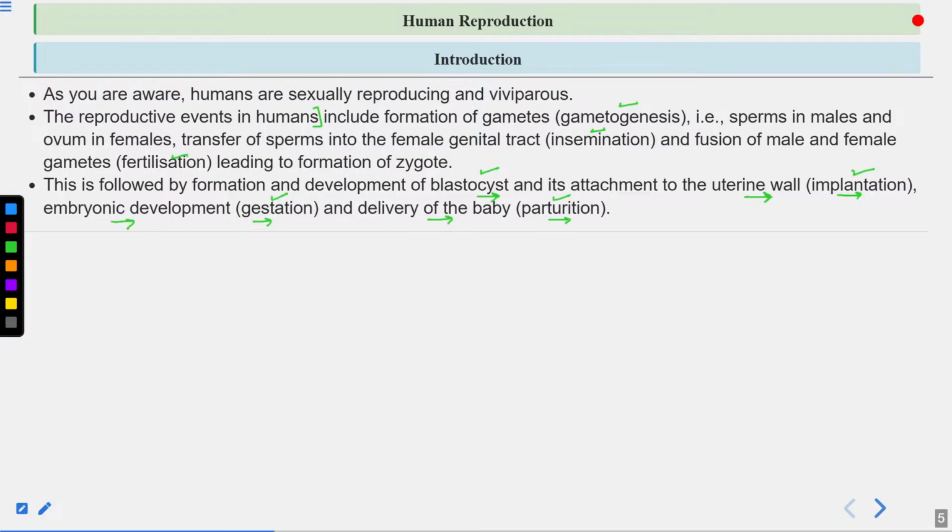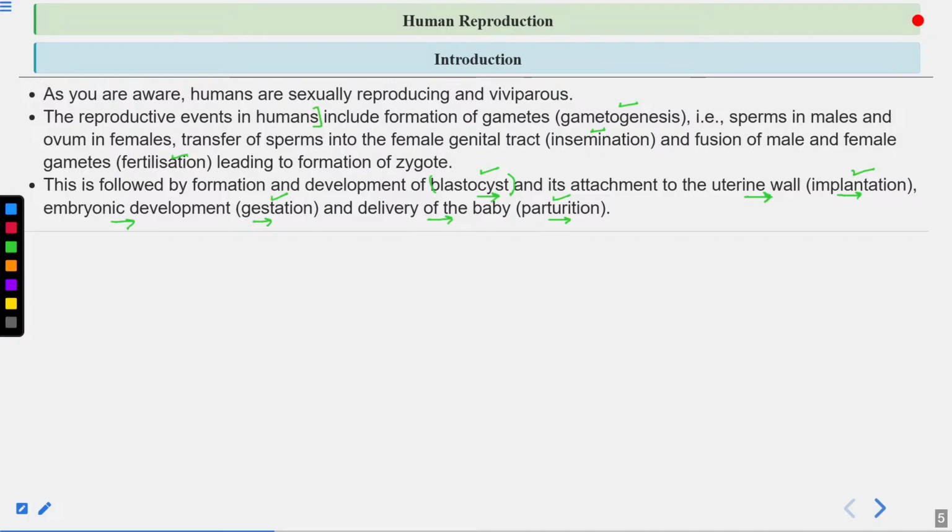All right. So you should know the definition of all of these. Gametogenesis, formation of gametes. Insemination, transfer of sperm into the female genital tract. Fertilization is the fusion of the male and the female gamete. What is implantation? We'll talk about implantation in our further lectures also. So for now, remember that implantation is the attachment of the blastocyst to the uterine wall.